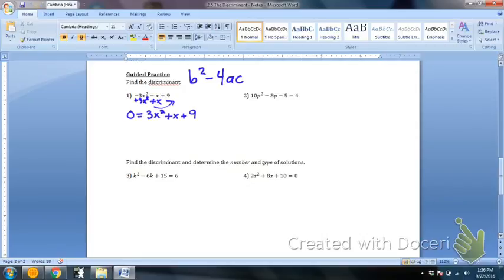Okay, what's the b value here? The b value is 1 right here, right? So a is 3, b is 1. What's our c value? 9. So if I do b squared minus 4ac, nine squared minus 4 times a times c. Oh, my b is wrong. Sorry, 1 squared, right?